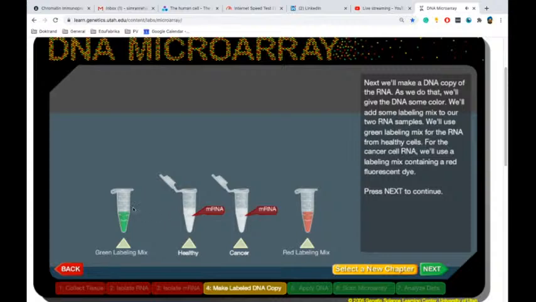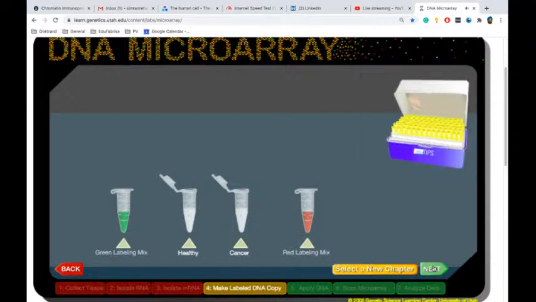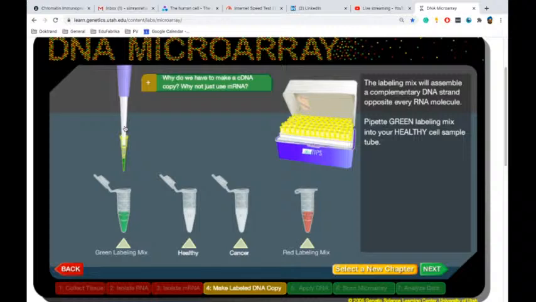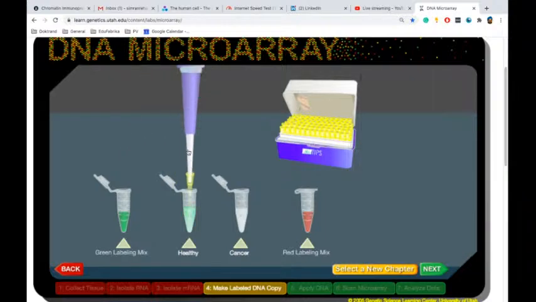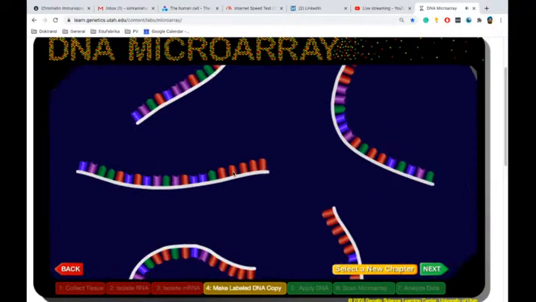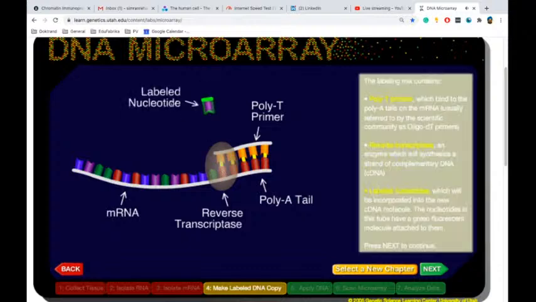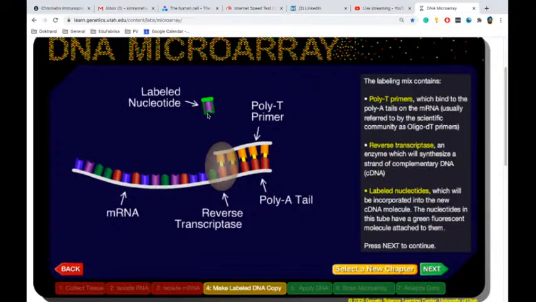So now you add your green labeling mixture and red labeling mixture to these healthy and cancerous mRNA. So we add green into the healthy mRNA. So you have mRNA and poly A tail. We have poly T primer, reverse transcriptase is added, and we have labeled nucleotides. The green labeling mixture contains your poly T primers, which bind to the poly A tail, and are usually referred to in the scientific community as oligo dT primers.